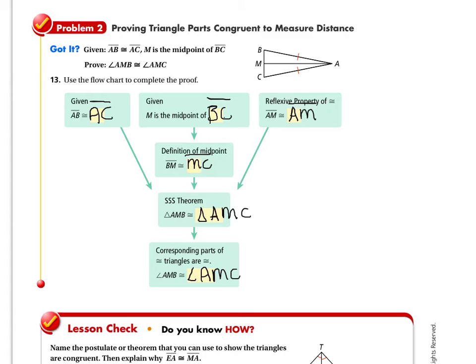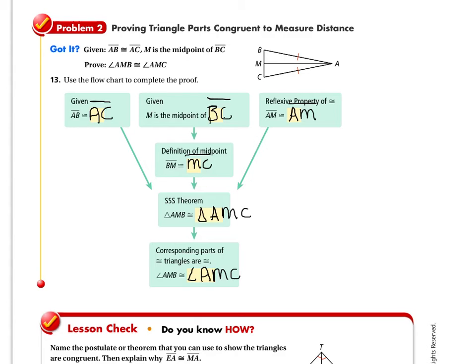I also know that segment AM is not only part of one large triangle, it also splits the large triangle into 2 smaller triangles. Therefore, they're the same line. They can't be any different. So that's our reflexive property. And by definition of a midpoint, we know that point M is exactly halfway between point B and point C, therefore making those two segments congruent.